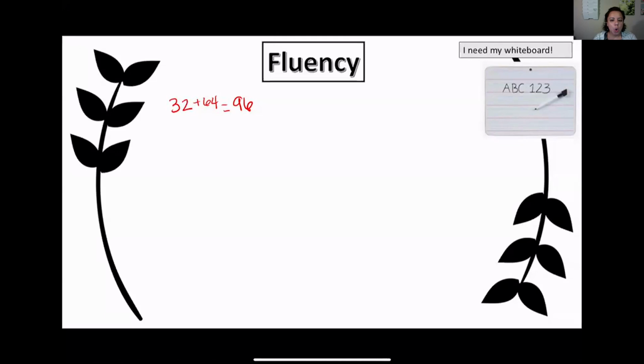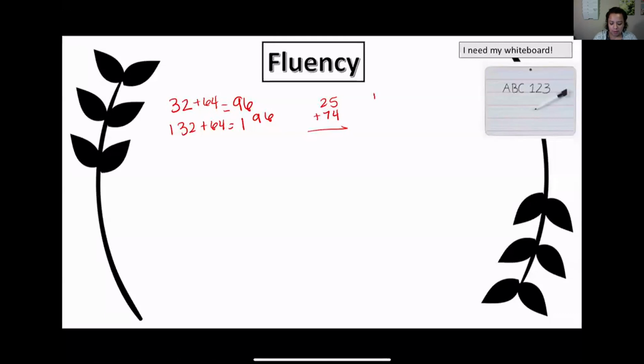Now I want you to add 100 to 32 to make it 132. And now go ahead and add. What is your answer? Your answer should be 196, just 100 more than the last answer. Good job. Now let's get ready for more. The next one is 25 plus 74. Go ahead and solve. Now add 100 to 25 plus 74. Go ahead and solve.